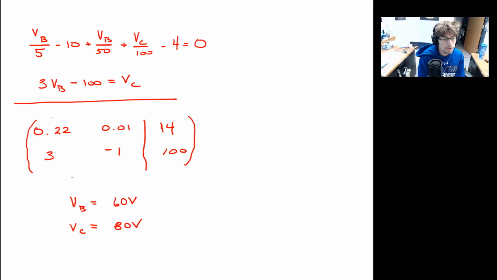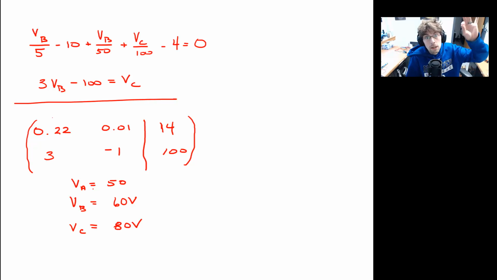And of course, we have VA. I'll write that in there to remind us. VA is 50 volts. And now, I'll leave it to you, but now that we have the potentials at each of the nodes in the circuit, we can go ahead and find the current flowing through each of the individual branches. Cool, huh? Good.